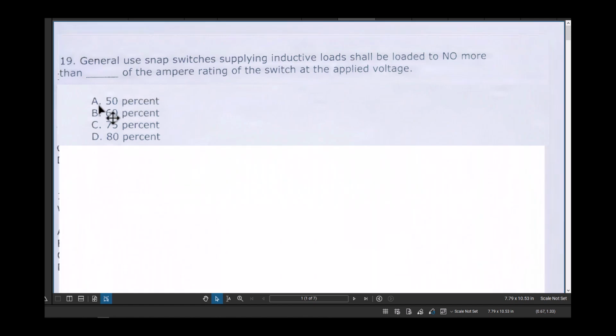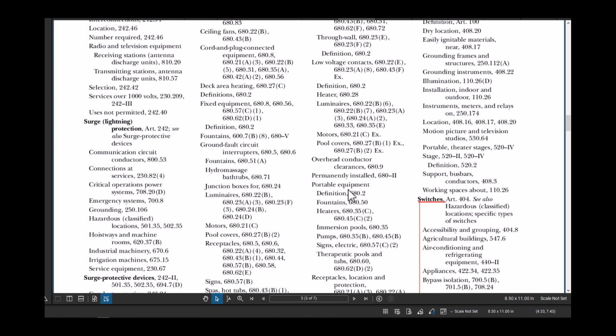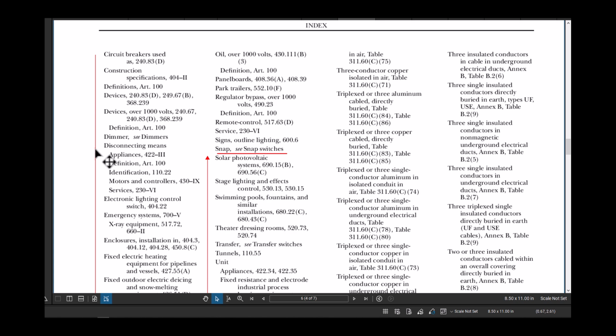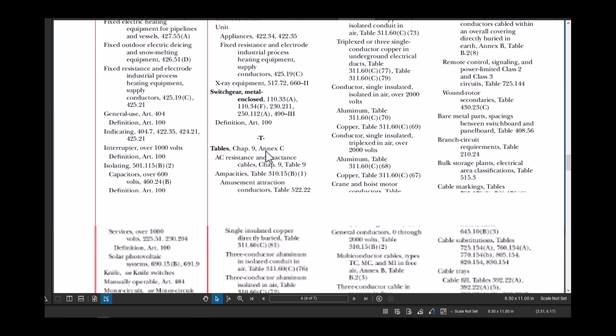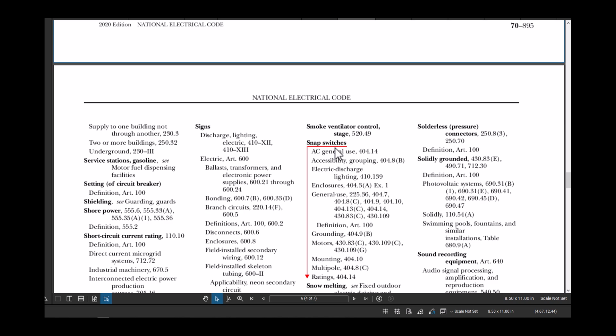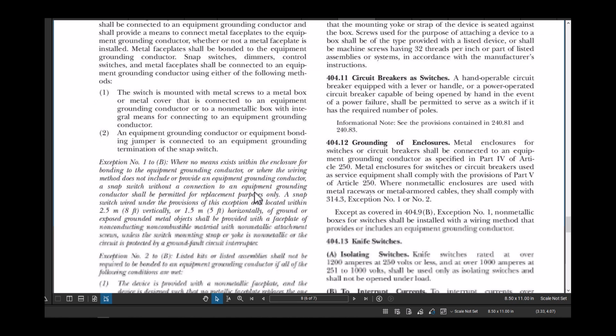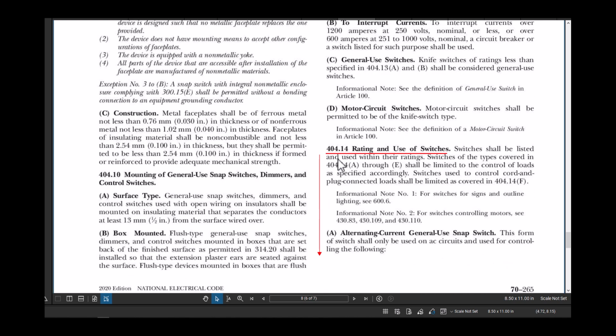But let's see what we can find in the article and in the index area. If we go to the index, we go to switches. Navigating through, we have snap switches, so we should now go to another location to find snap switches and the related information. Then we go to snap switches, and we're looking for rating, 404.14. When we go to the article, 404.14, we have rating and use of switches.